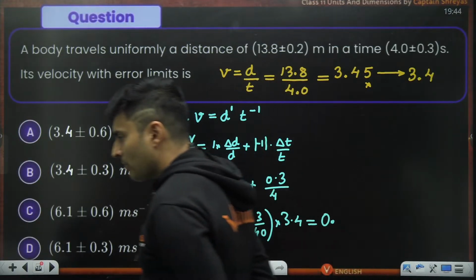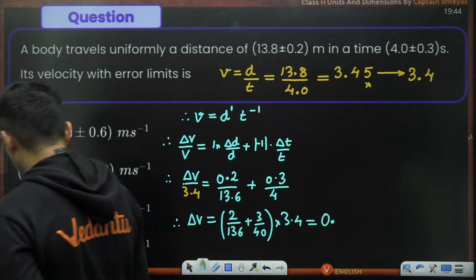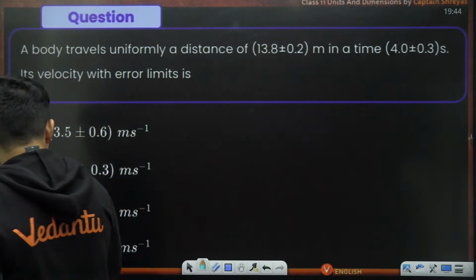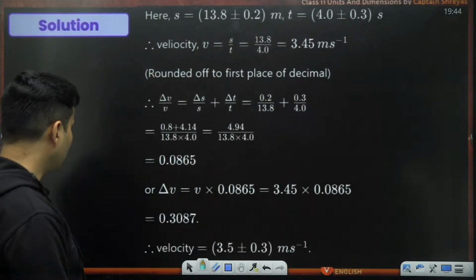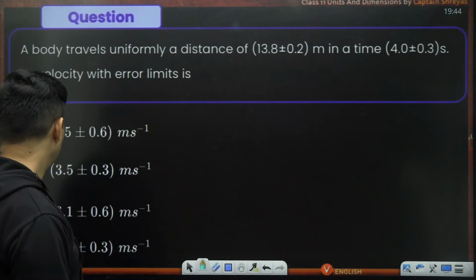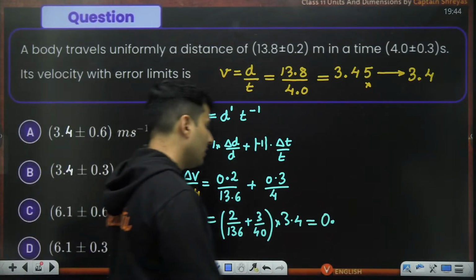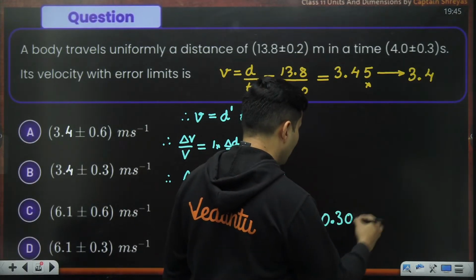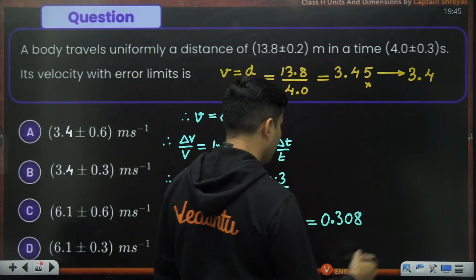Come on. How much are you getting? I think the answer will be, calculations are done over here, I think it is coming out to be 0.3087 or something. Just check it out. 0.30 something, 8 or something.